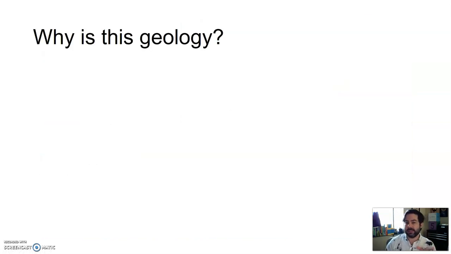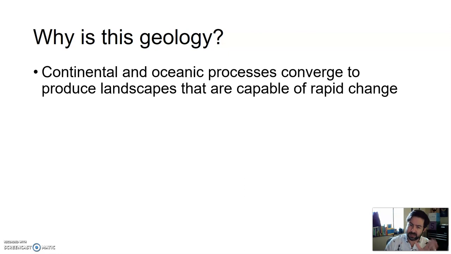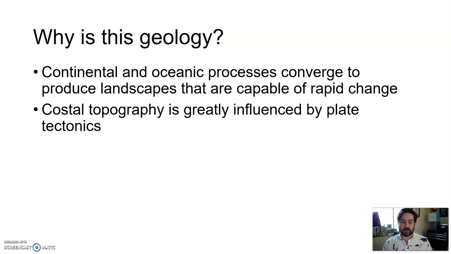So why is this geology? Well, this is ocean. This is water stuff. What's going on there? Why is this geology? Again, continental and oceanic processes converge at this location, right along the coast. And it doesn't have to just be oceans and coasts. It can be larger lakes as well. But you get these continental and oceanic processes converging to produce landscapes that are capable of very rapid change. And as such, hazards occur.